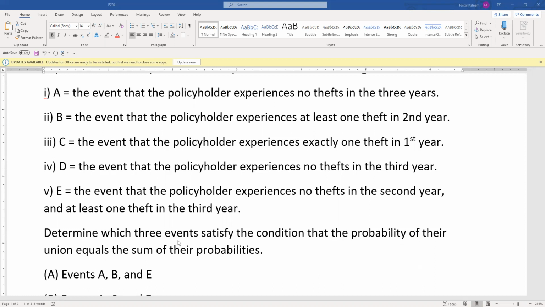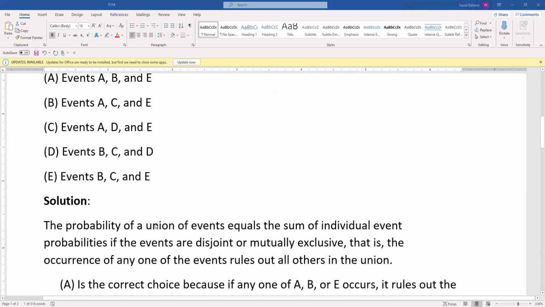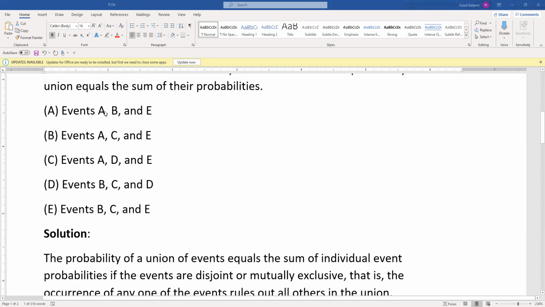Now we know that this happens if the events are disjoint. The probability of a union of events equals the sum of individual event probabilities if the events are disjoint or mutually exclusive, which means that the occurrence of any one of the events rules out all the others in the union. So now let's look at the first one, A, B, and E. Let's see what they are.